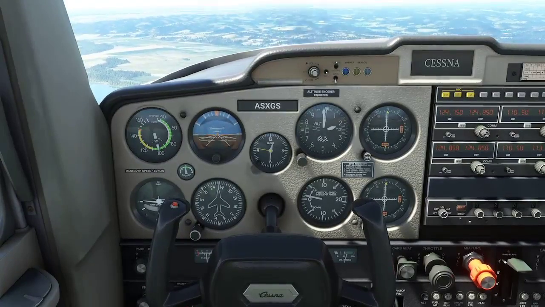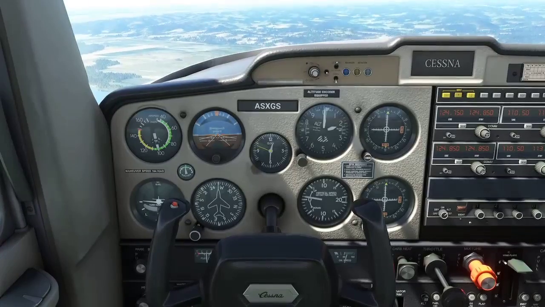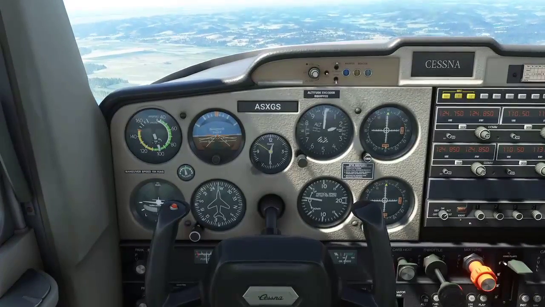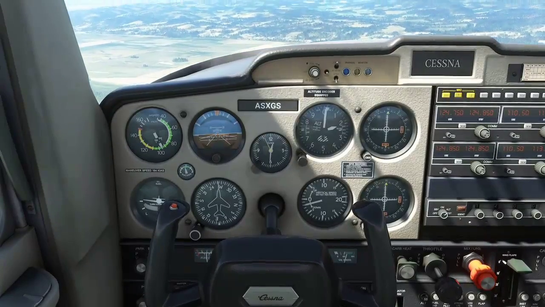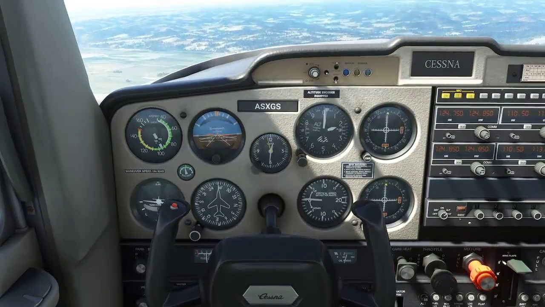Now we're going to look at our airspeed. Let's say we want to stop at 100 knots. We were at full power. We saw that when we nosed down, the airspeed increased, right? So full power, the airspeed increased.